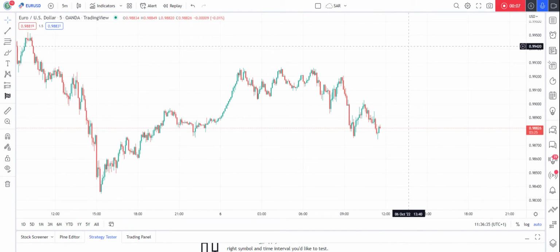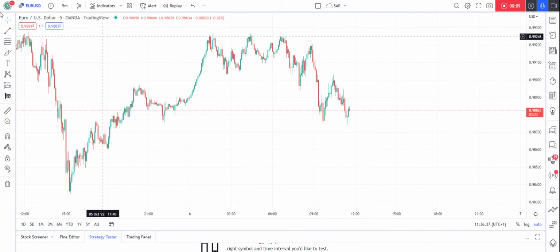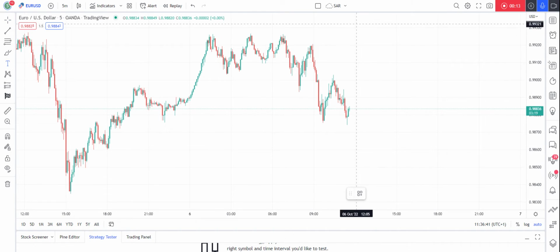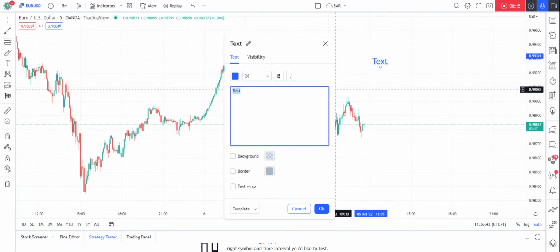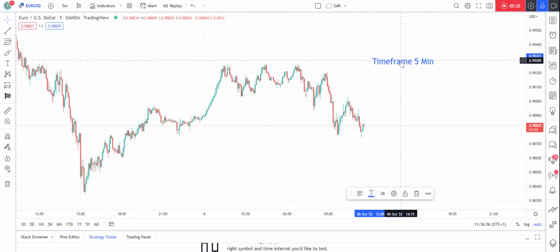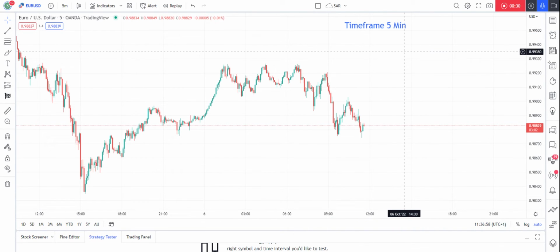I wanted to present another strategy. So we're going to do the usual. We're going to make a note of all the ingredients needed and used. So the first one that we're going to look at is the time frame. Time frame is 5 minutes. So this is the time frame that we're looking at.